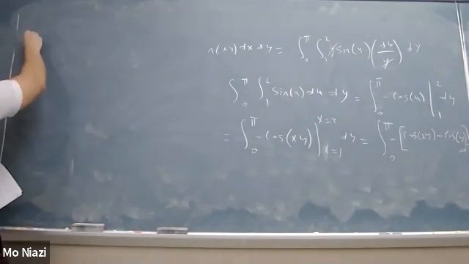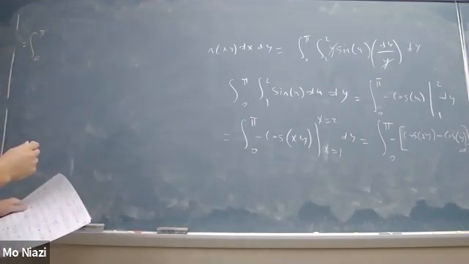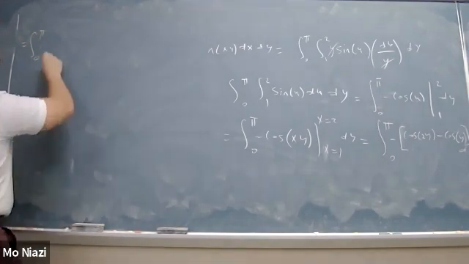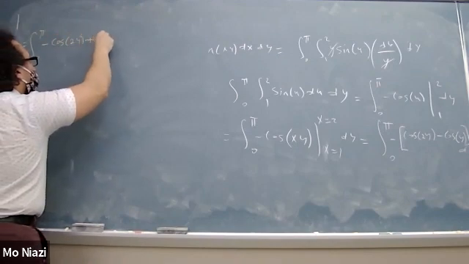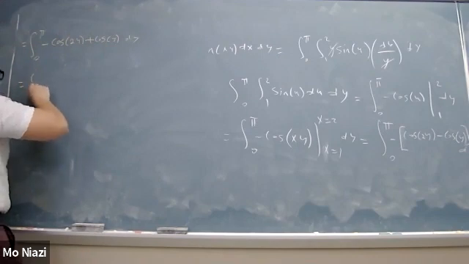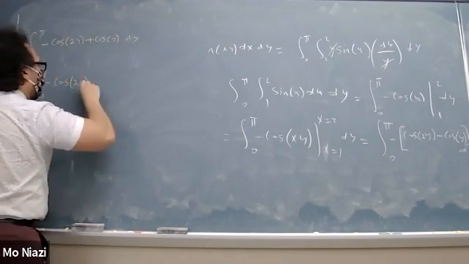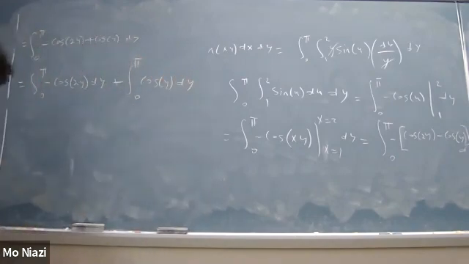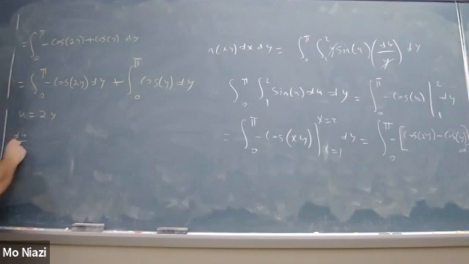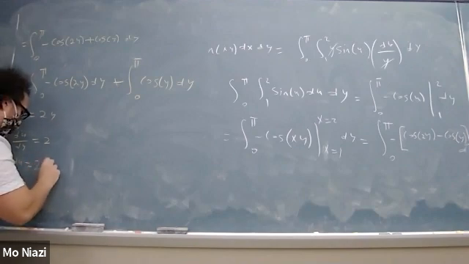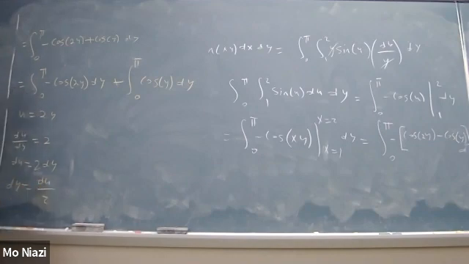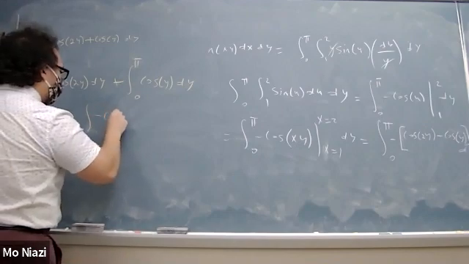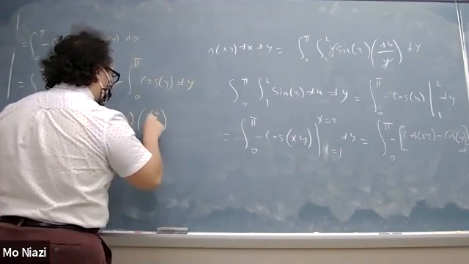Bringing the calculation over here, this becomes an integral from 0 to pi of negative cosine of 2y plus cosine of y dy. The integral is a linear operator, meaning that it can distribute to both of these. Notice that we can do u substitution here again. And then that means du is equal to 2 dy, which means dy is equal to du over 2. So then this becomes an integral of negative cosine of u times du over 2.